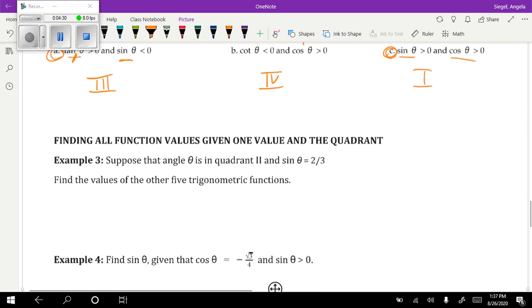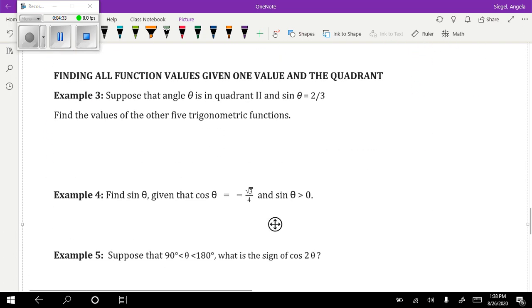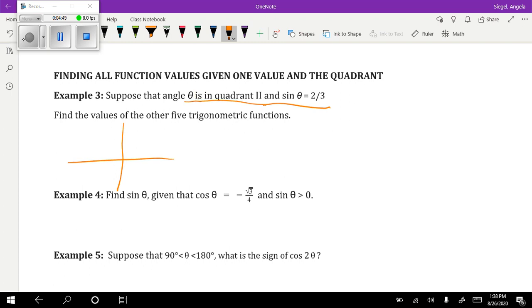Okay, so we are going to put some of this into practice and tie up some things that we've talked about in the past. These are kind of like puzzles. You have an angle in quadrant 2, and it has a sine of 2/3. The first thing I'm going to do is create a picture of what's going on. It's in quadrant 2, sine is opposite over hypotenuse, and I'm probably going to have to figure out that adjacent side because it says find the other values of the 5 trig functions.